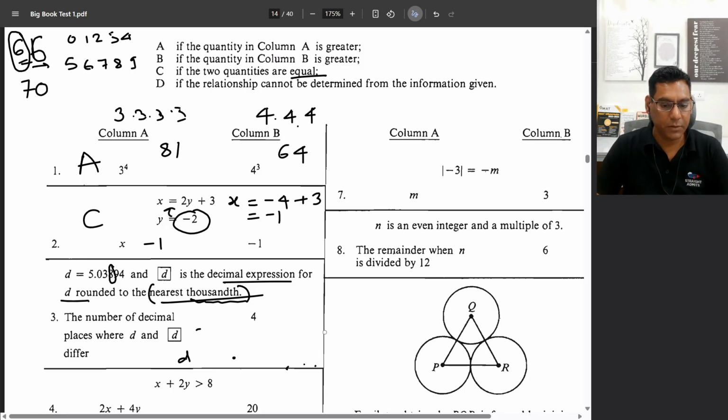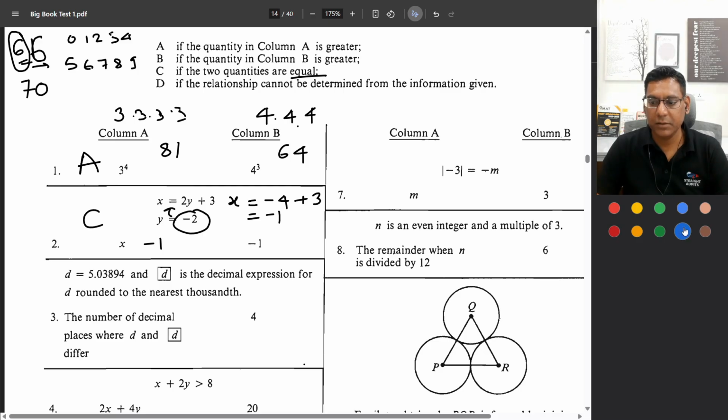Let me get rid of this. I think I should also change the color because otherwise it's difficult to tell. Let me take this color. So yeah, here the answer is 3, and here the given number is 4. 4 is greater than 3, so I get B as the answer.